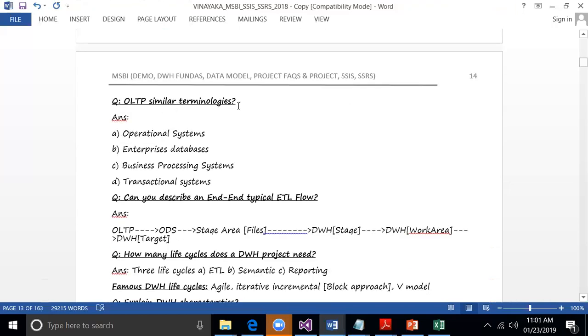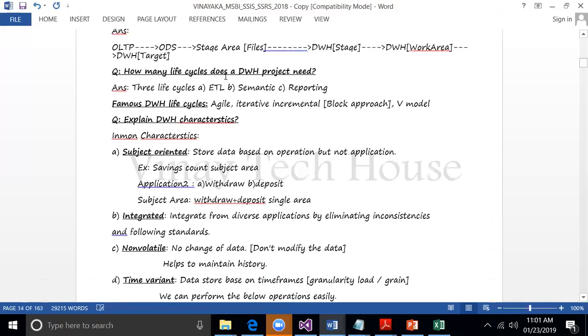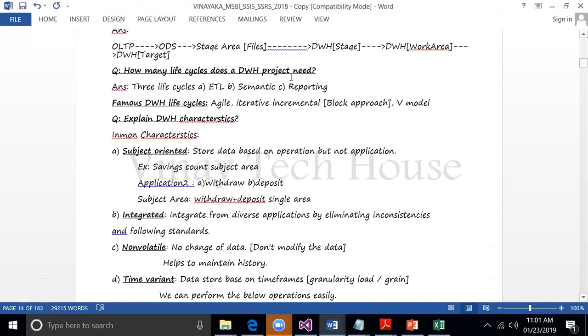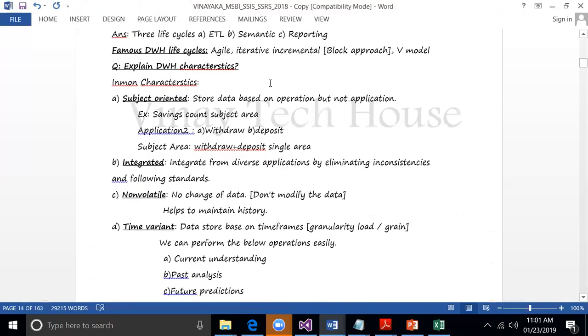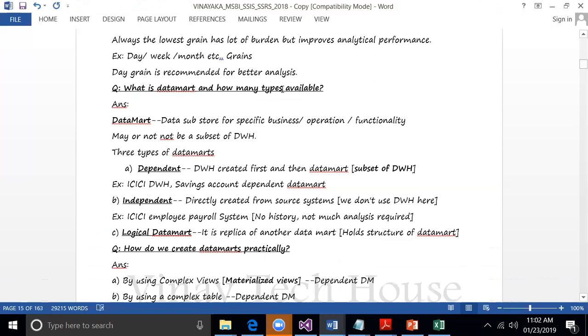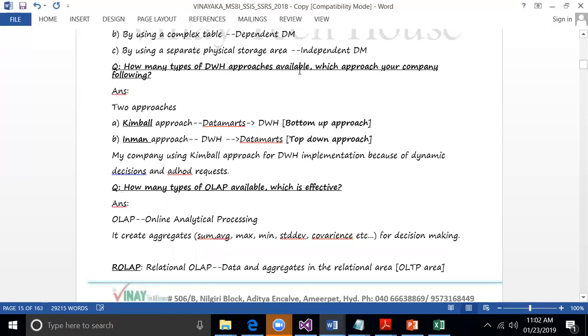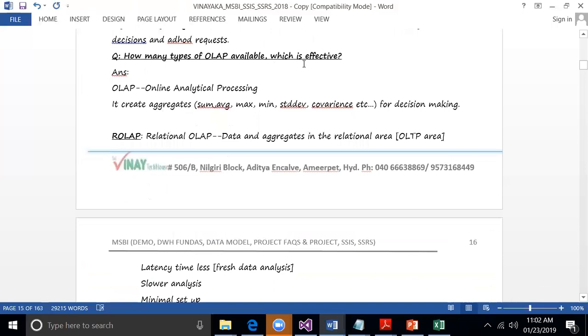Next, OLTP, other terminologies. We call them transactional systems, operating systems, enterprise database, business process systems. Can you describe the ETL end-to-end flow? How many life cycles are available and what kind of life cycle is your project using? And data warehouse characteristics, all I explained. What is granularity, which grain does your project have? And what is a data model and how many types are available? How do we create data models practically? How many types of warehousing approaches are available, which approach is your company following? And how many types of OLAP are available, which is effective?